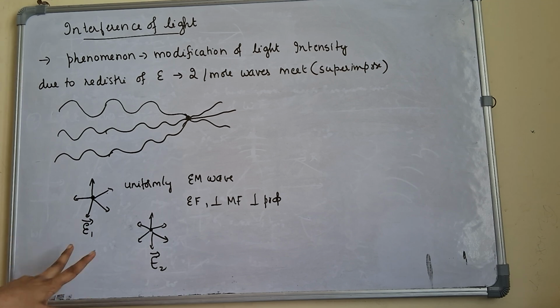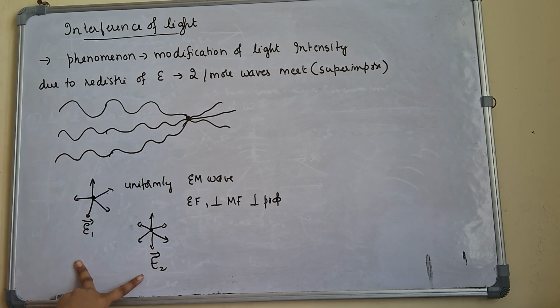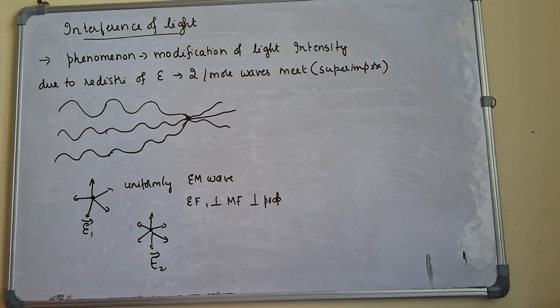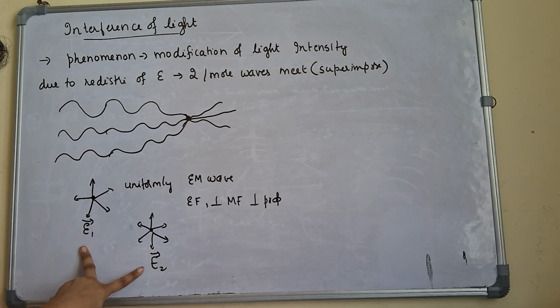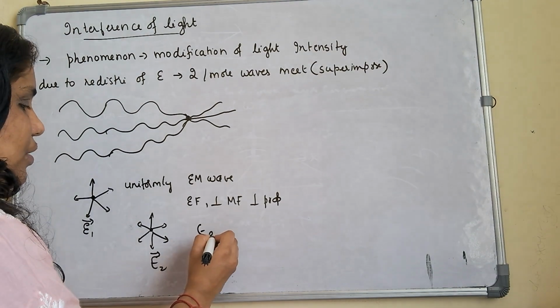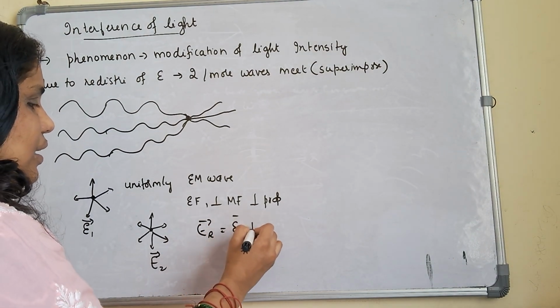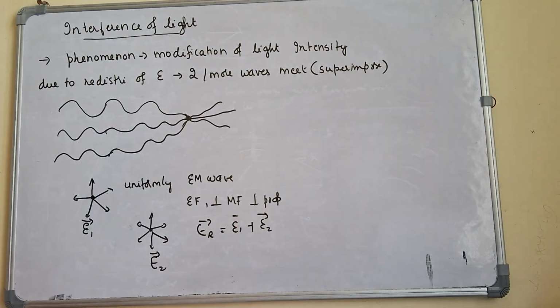In that case, whenever they meet, I can also say the resultant wave will have an electric field which is given by the vector sum of this. So that is one way of understanding. E resultant is E1 vector plus E2 vector.